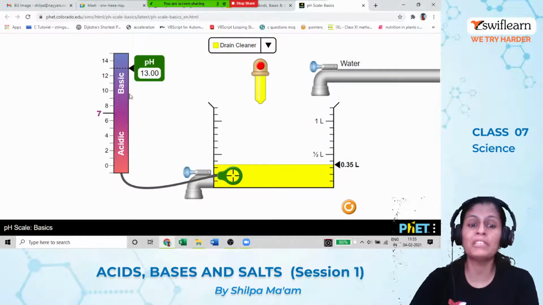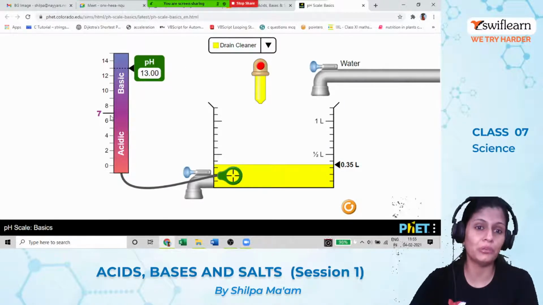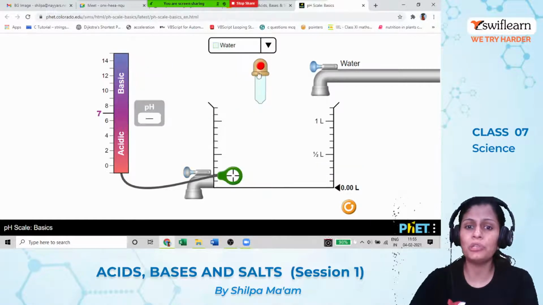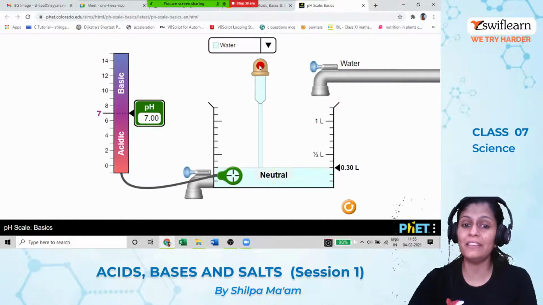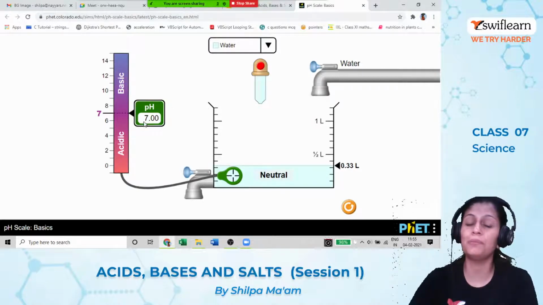Now, what is the pH value of this drain cleaner? It is 13. Now let's suppose that means it is towards a basic value, because 8 to 14 is basic. Now let's say I just put water in it. Now just check the pH value. This detector is over the water and it is saying that the pH value is 7.